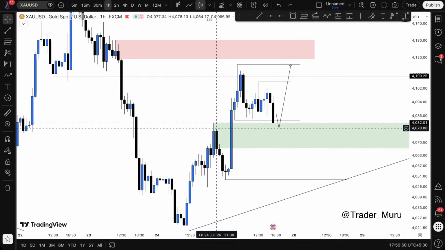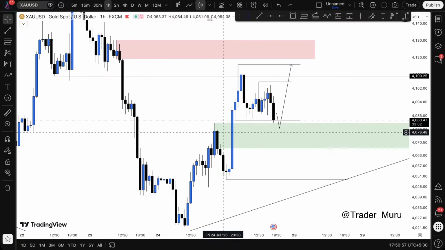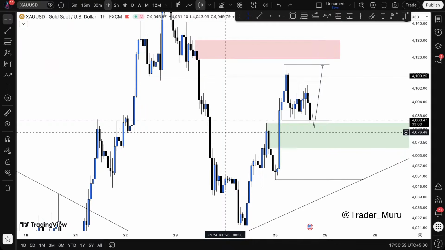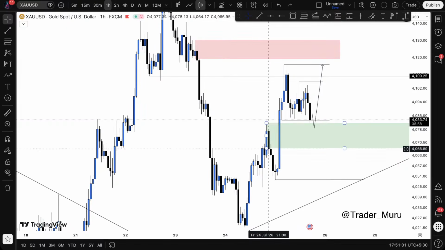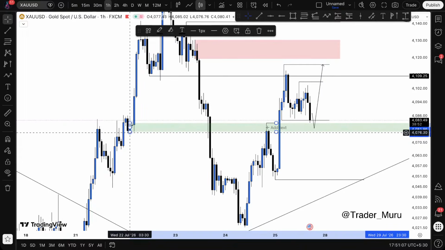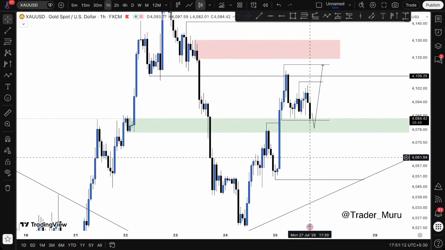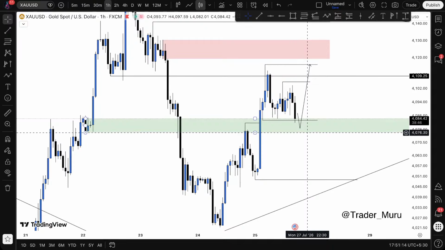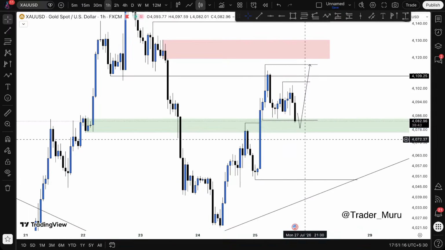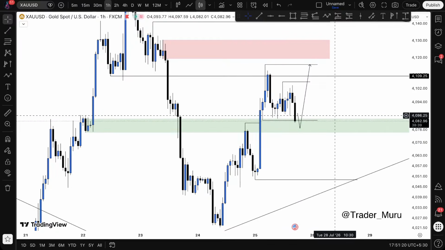Mitigation block is tested. So if you want to buy here, your stop loss will be below 76. This area. Your stop loss will be below 76 if you want to buy here. But wait for the testing candle to close above. Then we will enter.